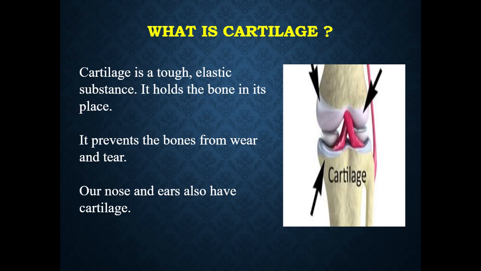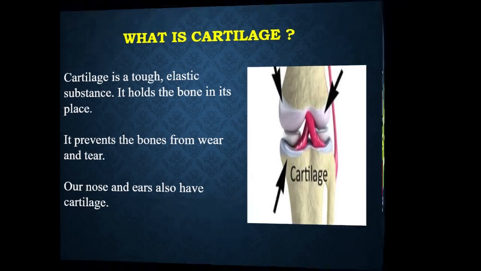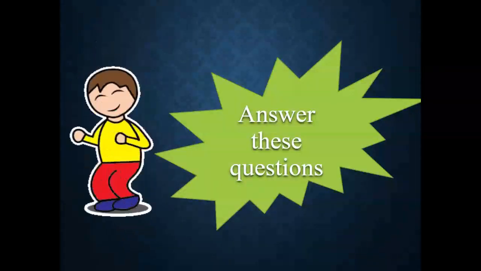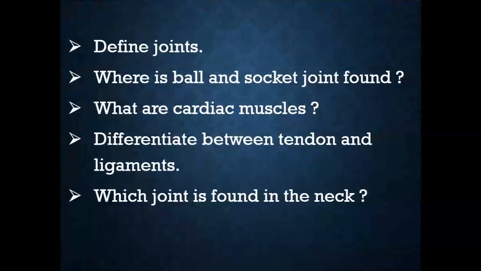Now, children, that's all about today's concept. If you have any other doubt, we can discuss in the live class. Now you can just answer the questions given in the next slide. You can try to answer them orally to test your own knowledge, children. First question is define joints. Then we have where is ball and socket joint found? Then what are cardiac joints? Then we have differentiate between tendon and ligaments. And finally, which joint is found in the neck region?